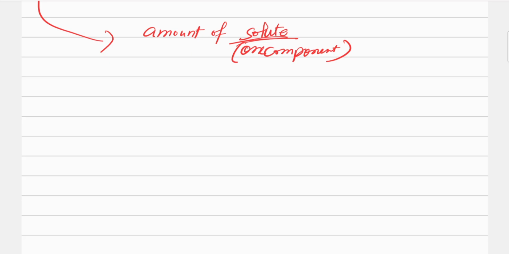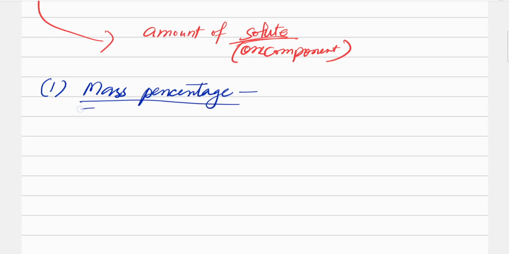So the first concentration term that comes up is known as percentage, or mass percentage. Today we are going to talk about mass percentage. Mass percentage has obviously two words. Mass is the total amount of matter present inside, and percentage is whatever it is divided by the total, multiplied by 100%. So we have to use that formula.